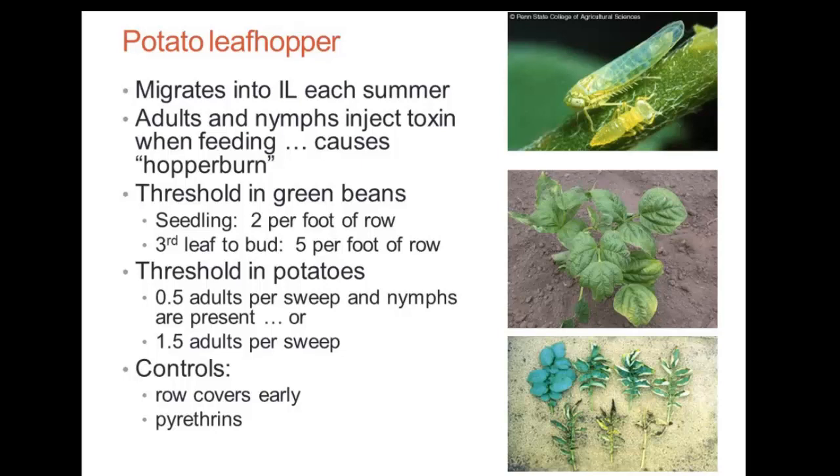In alfalfa, they call it hopper burn. In potatoes, they call it the same thing. In beans, the symptom doesn't look the same, but you get this downward curling and cupping of leaves. And it's because of potato leafhopper damage.